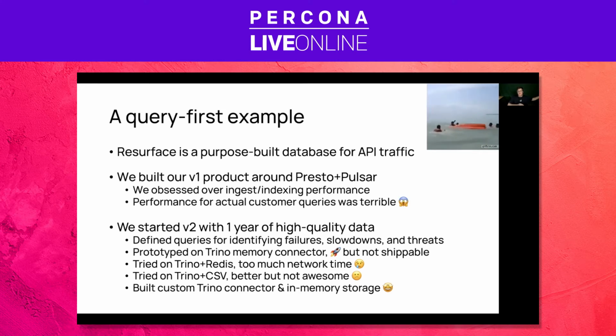So we threw our whole existing implementation out, and we took that year's worth of data, that codex, and we said, let's look at this. Let's define those queries that identified the failures and the slowdowns and the threats and the actual cases that we wanted to solve for. At this point, we had shifted from Presto to Trino because Trino has really taken over as the new Presto and gotten more of the momentum. And so we'd shifted over to Trino, and we were trying the memory connector in Trino because we just thought, well, let's start with an in-memory database, because whatever we're doing in memory, what can't get faster than that?